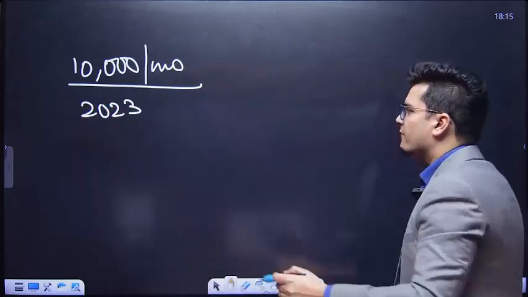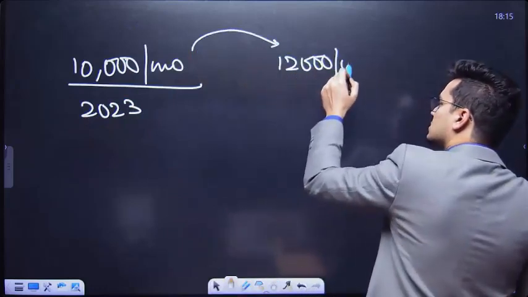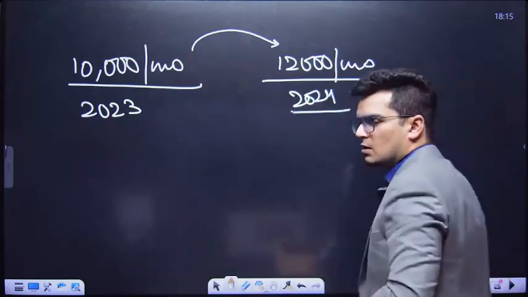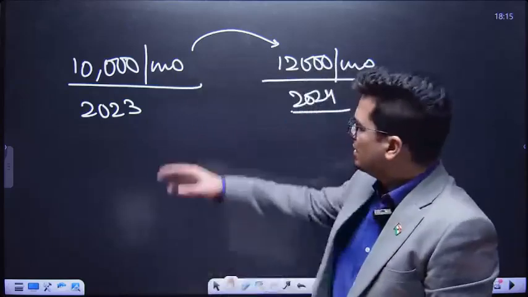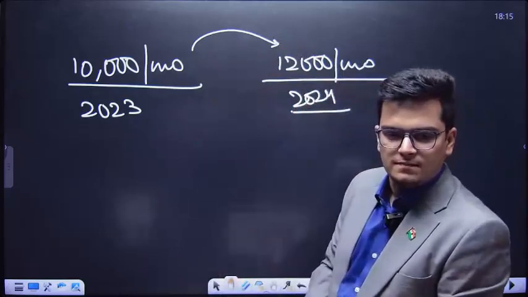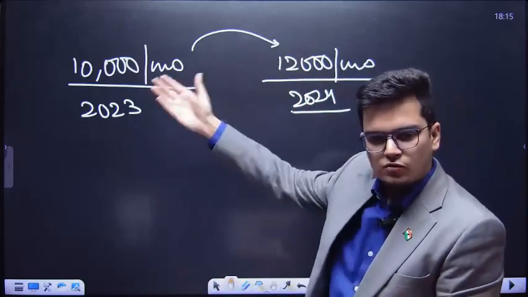This year, the average person in India is spending 12,000 rupees per month in 2024. In 2023 the average person was spending 10,000 rupees per month. This year, in 2024, they are spending 12,000 rupees per month. Right? Now, this is also one way to measure inflation.